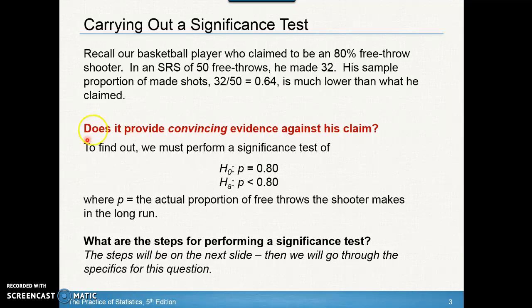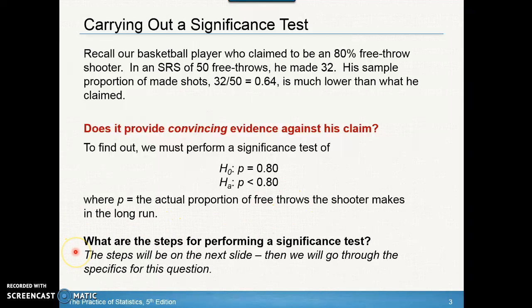All right, so before we do a significance test, we're going to go back to what we talked about. We have a claim that we are testing against. Are we providing convincing evidence? And remember, we're never proving whether the null or alternative is correct. We just have evidence for or against the null. So the test that we're looking at is we're assuming the null: hey, he does make 80%. Yeah, he's pretty good. But we're like, wait a second, we actually don't think you make 80%. So we're testing whether the proportion of your free throw shots is actually less than 80. And notice how p is defined. It's the true proportion of free throws the shooter makes in the long run.